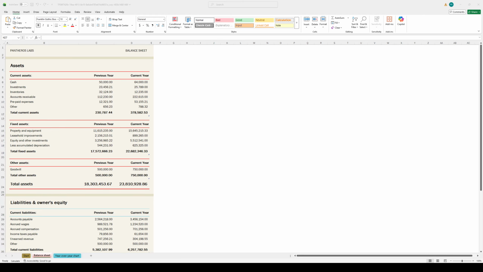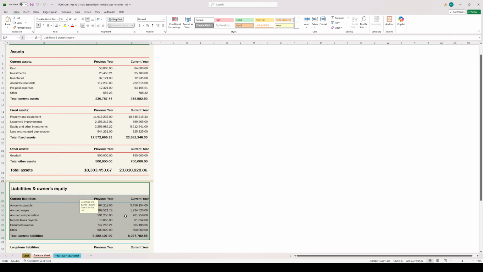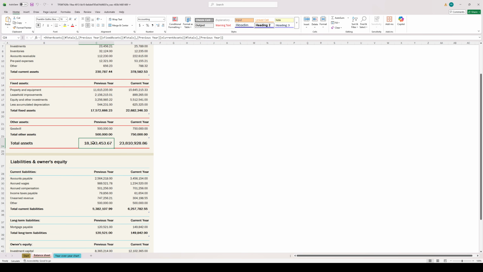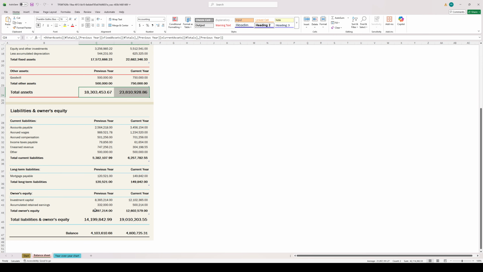The assets are everything that the company owns, and what the assets are made up of are the liabilities and the shareholders' equity, or the owner's equity. This part should approximately equal the assets. As you can see, the total number of assets for the current year and the previous year both match up down here in the statement.